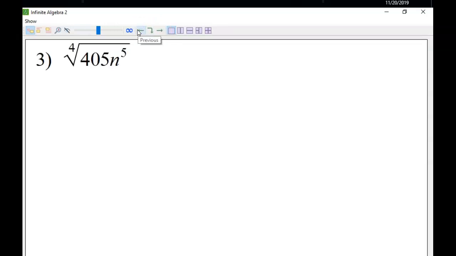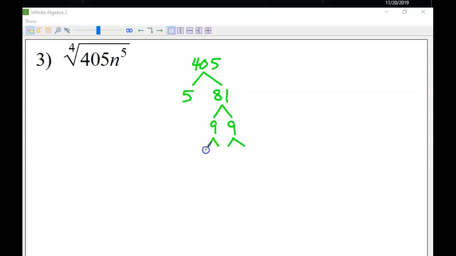All right, so number 3. This one we're looking for a fourth root. So I'm going to break down 405. 5 is going to go in there 81 times. 81 is 9 and 9. And both of those 9s make 3's. So we have 5 with 4 3's.